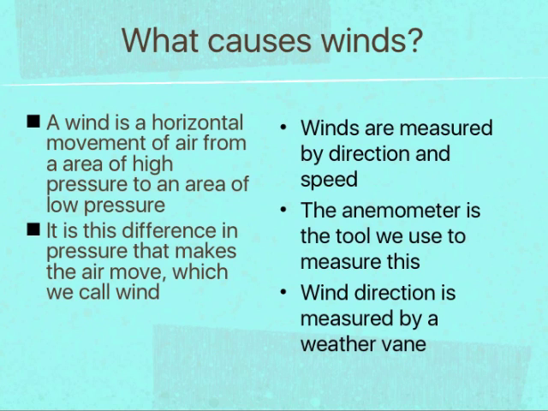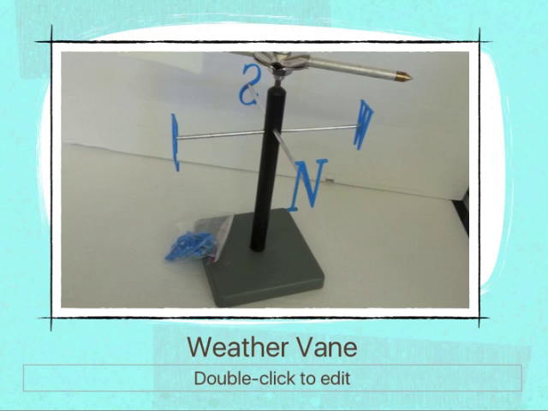Wind direction is measured by a weather vane. And this is what a simple weather vane looks like. Many of you have probably seen them on the tops of barns, or maybe you have them on your house.